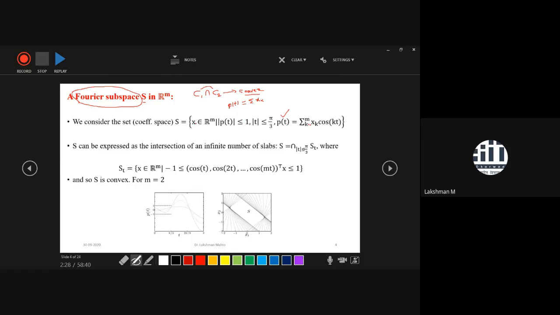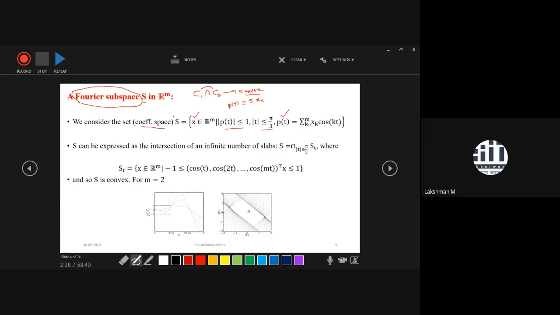So here we need to find the space of Fourier coefficients. If you take the space of Fourier coefficients under the condition that your periodic function must be bounded by 1 and minus 1, and you take the value of t, or theta as someone denotes it, between minus pi and pi, then the collection of Fourier coefficients, or simply the coefficient space, is a convex set. How can we say that?